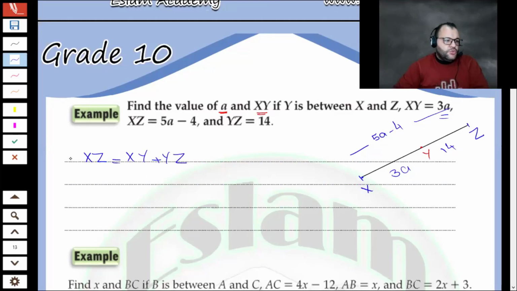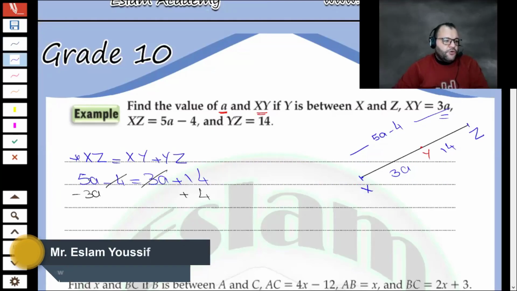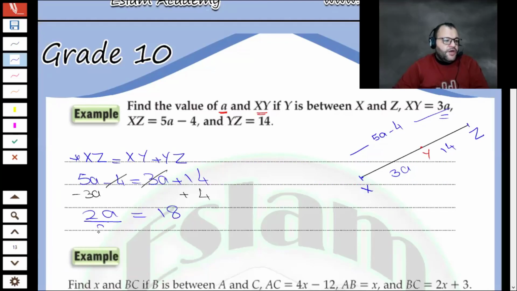Then by using substitution, 5A minus 4 equals 3A plus 14. Then by subtracting 3A, and we have negative 4, by adding 4, the new equation is 5A minus 3A equals 2A, and 14 plus 4 equals 18. So divided by 2, divided by 2, 9. That means A equals 9.